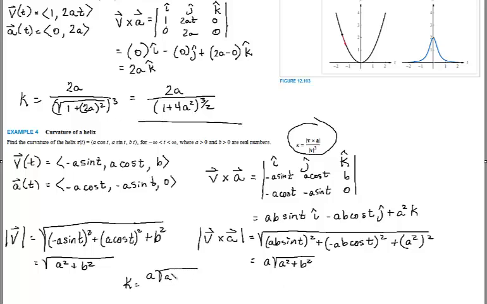root a squared plus b squared, all over the magnitude of the velocity vector, a squared plus b squared, quantity cubed. Doing this computation, you will end up with a beautiful little a over a squared plus b squared. Nice. That one was pretty.